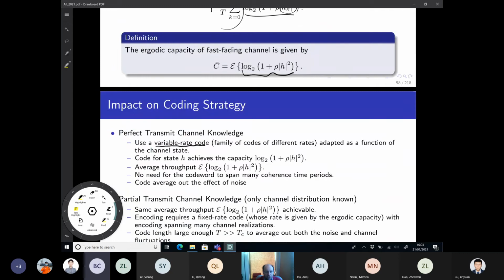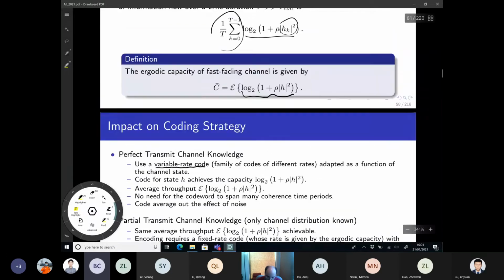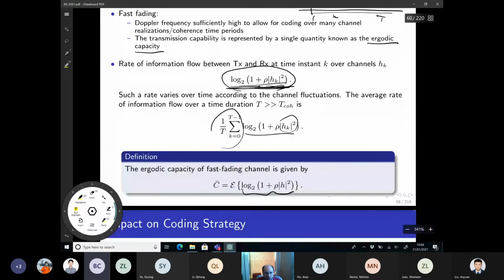Variable rate simply means that every time your channel changes, you use a different code and a different modulation. You use, for instance, QPSK rate 1/2, and if your channel becomes better, you use 16 QAM and rate 7/8, for instance. Right. So you adapt your rate of the transmission, the code and the modulation to the channel states. And so on average, the average rate you will get will be given by this. Right.